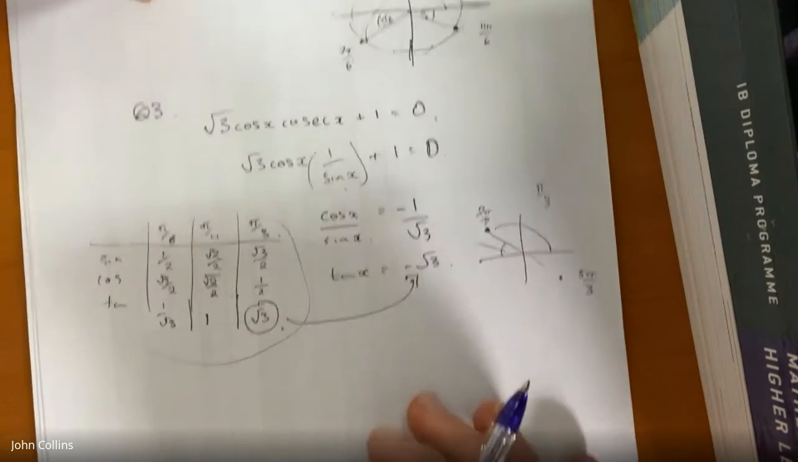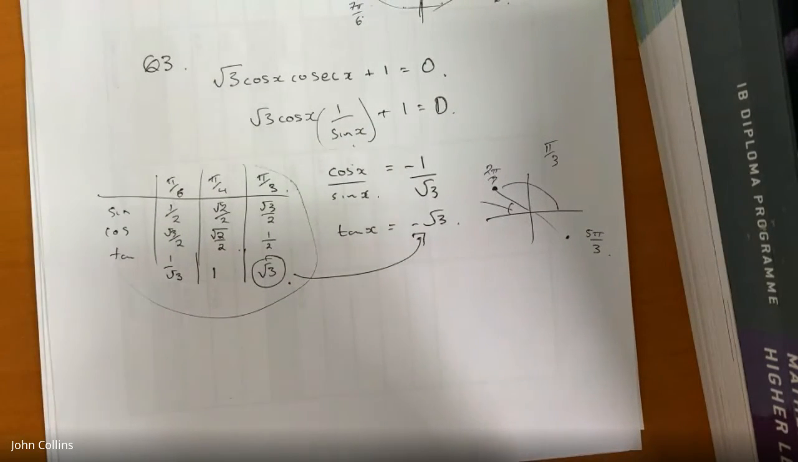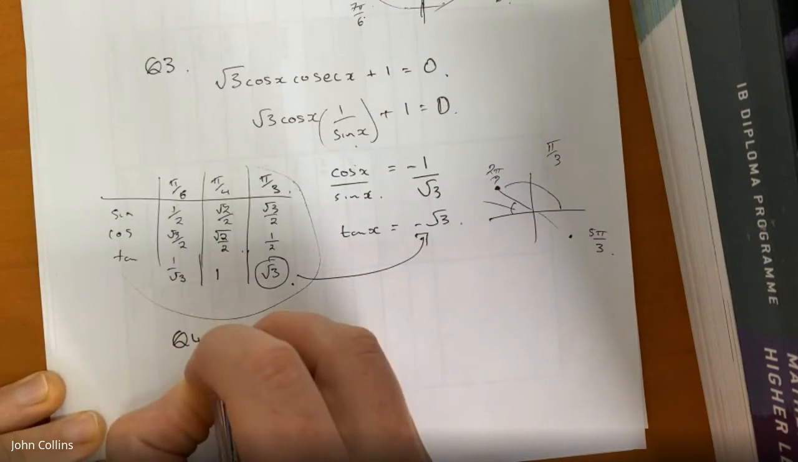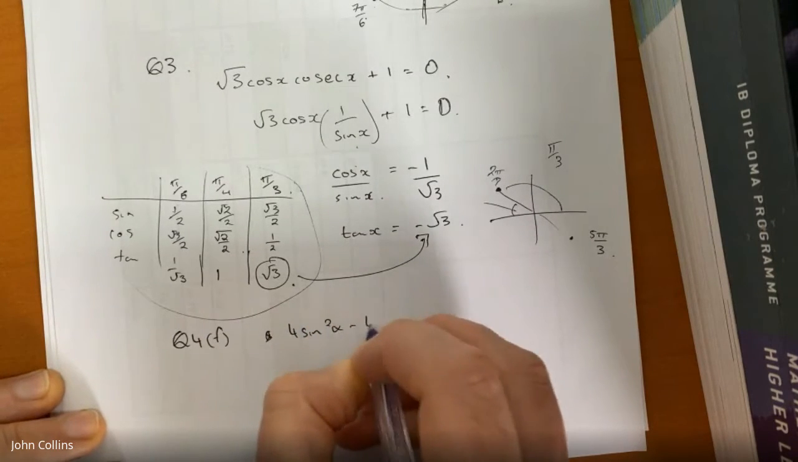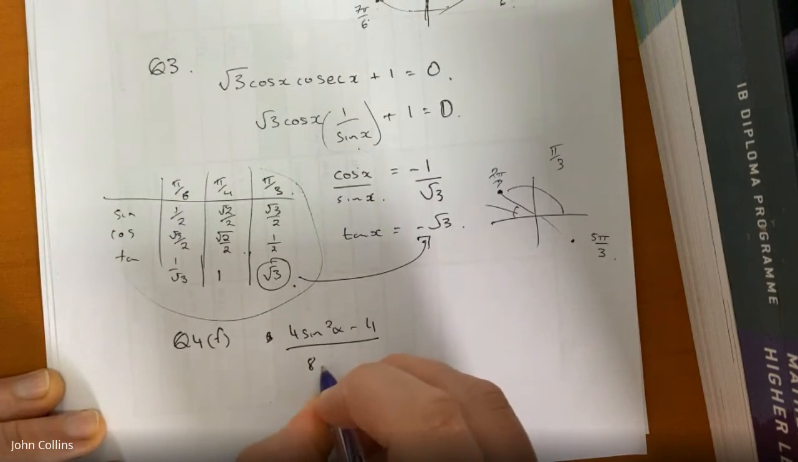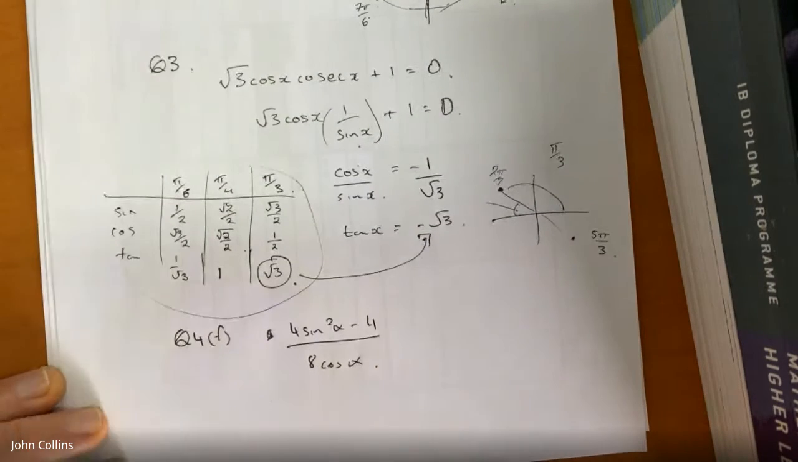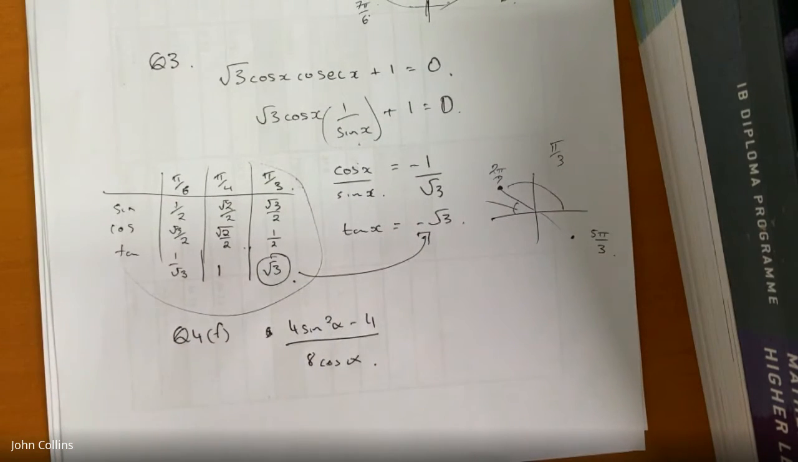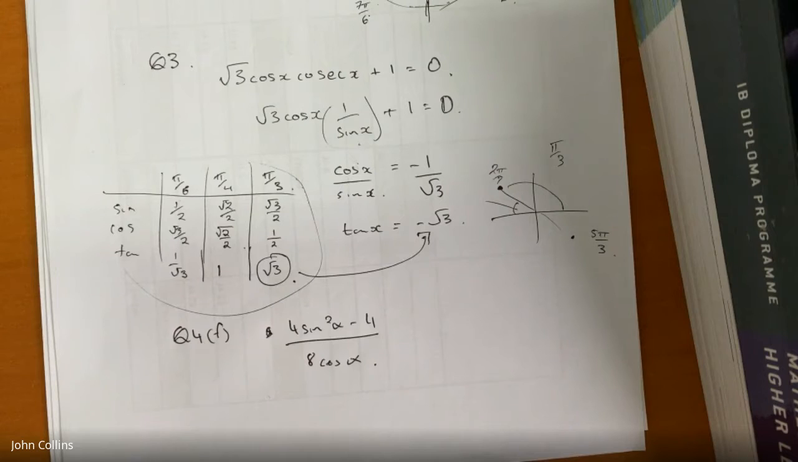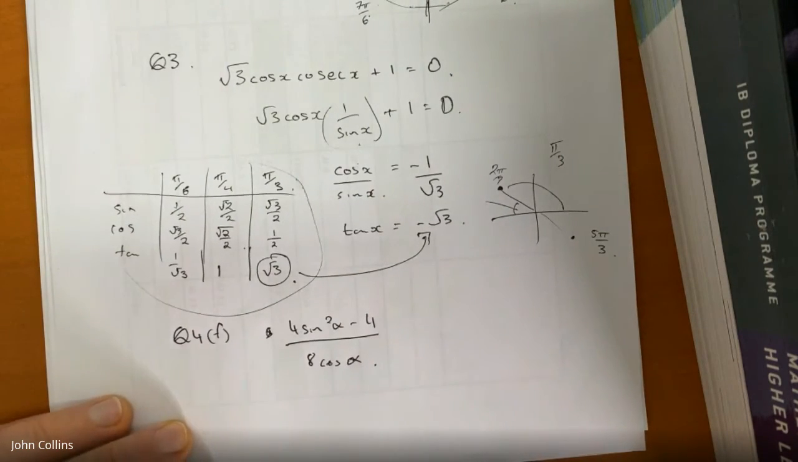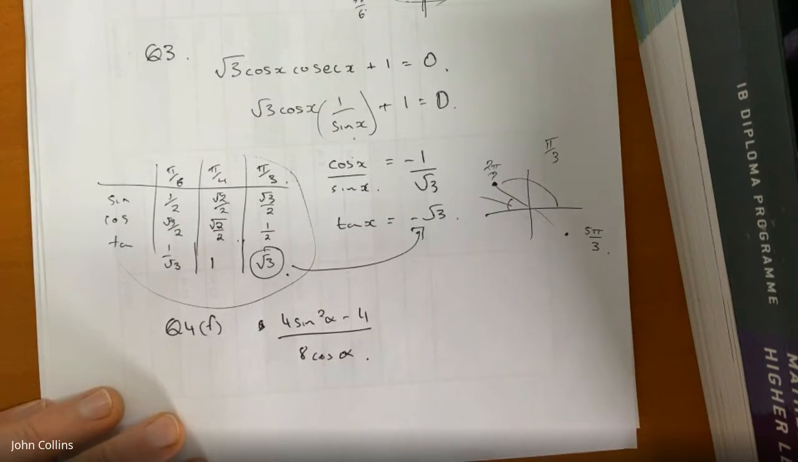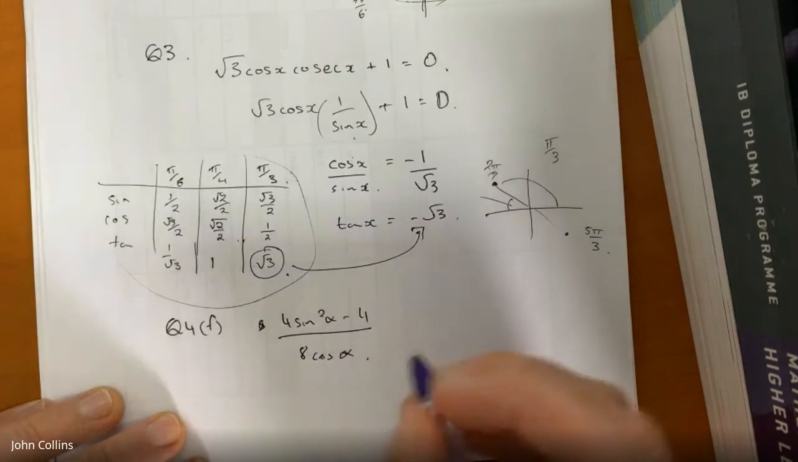All right, so question 4, part F, wasn't it? So we had 4 sine squared alpha minus 4 all over 8 cos alpha. All right. Dai, what did you get for this one? This is simple. I got negative cos x over 2. Okay. Anyone get anything different there? Negative cos x over 2 as well. Yeah, so it's negative, well, alpha, I think, but yeah.